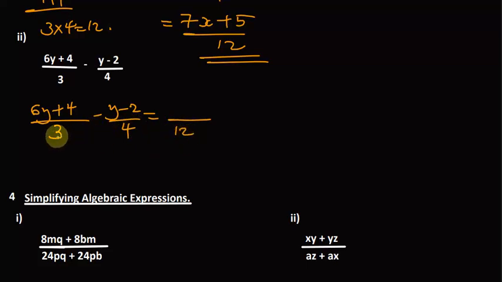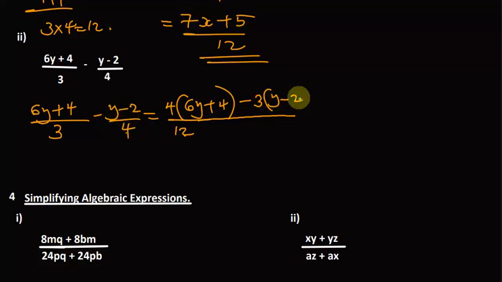12 divided by 3 is 4. We write 4, open bracket, the number above: 6y plus 4, that is the first. Then minus 12 divided by 4 is 3, so 3, open bracket, the number above: y minus 2.